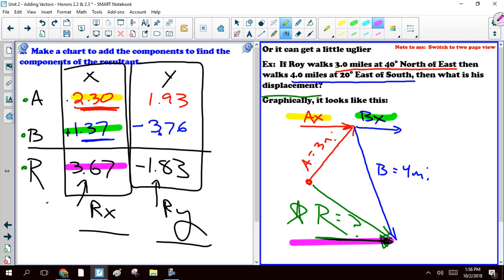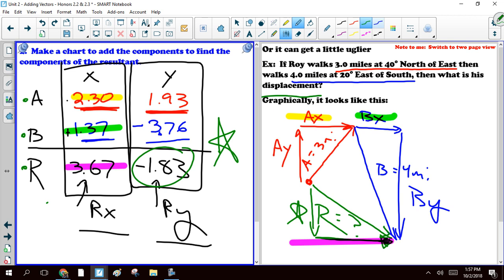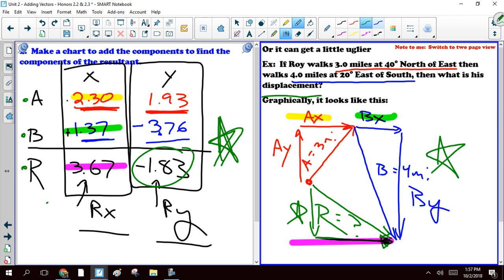Okay? Then I repeated that same process vertically. Vertically, what happened? Well, I went north 1.93. That's my Ay. Then I turned around and went south 3.76. That's my By. For a total of going south 1.83. All right? So what this chart is basically accomplishing is a mathematical representation of this graph that we drew over here. Okay? And you'll notice there are 3 triangles here, right? There's a red one, a blue one, and a green one, which I wish I'd made black.